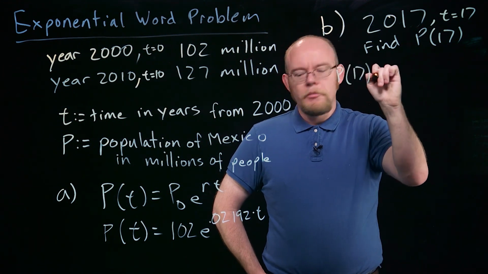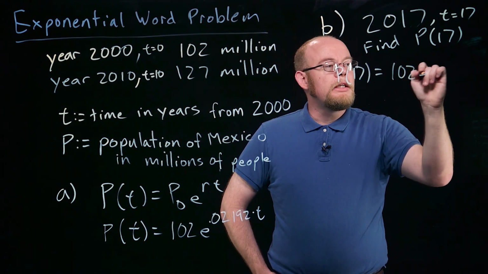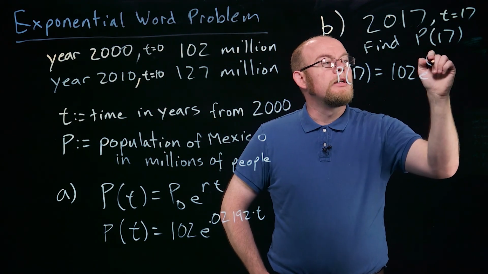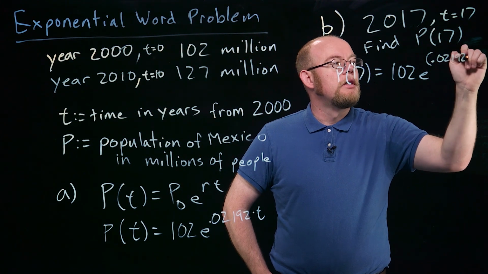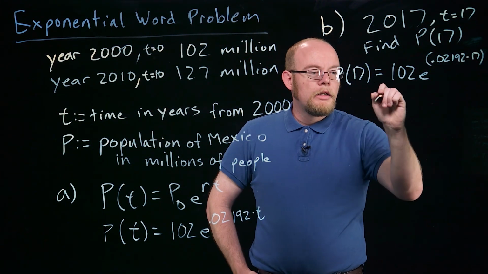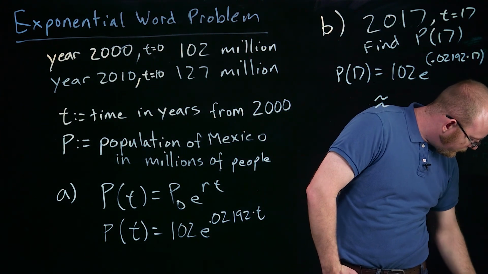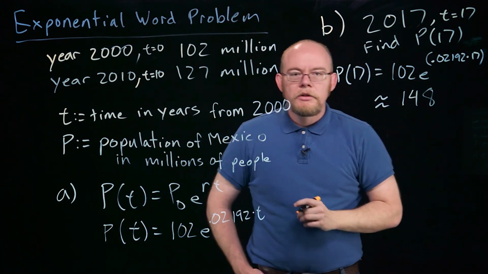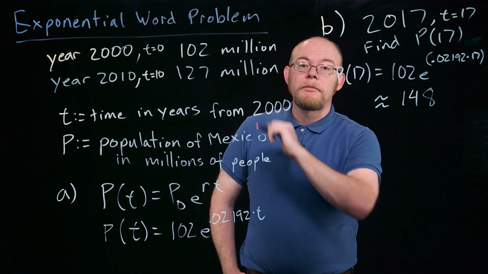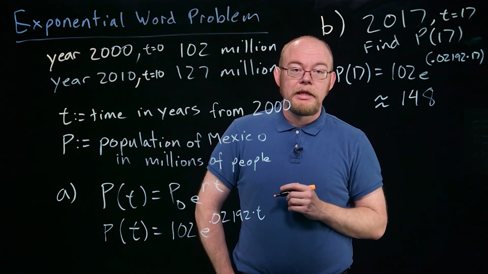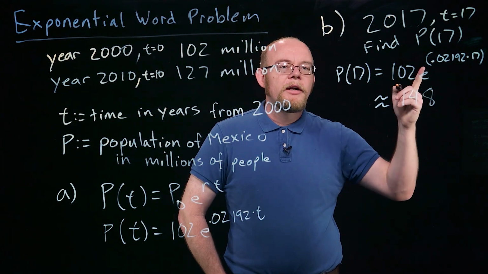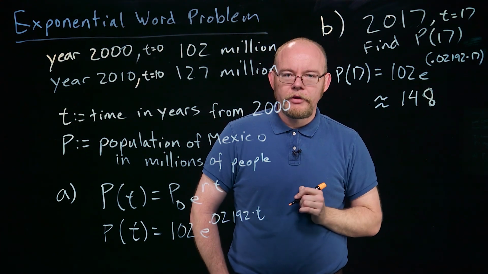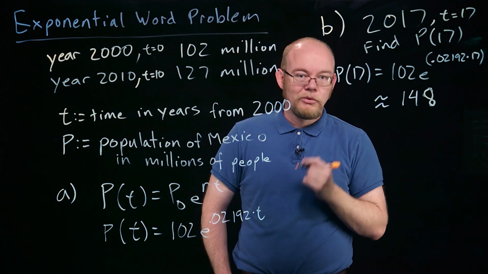So P of 17 is going to be equal to 102 times e. Now, it's a good habit to put everything in the exponent in one big parenthesis. So we're going to do that. So 0.02192 times 17. And if we plug that into our calculator, we'll get approximately 148. So what this model is telling us is that based on the information we have from the year 2000 and the year 2010, if we were trying to figure out what the population in 2017 would be, we would expect it to be about 148 million.